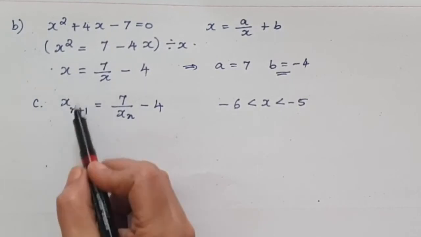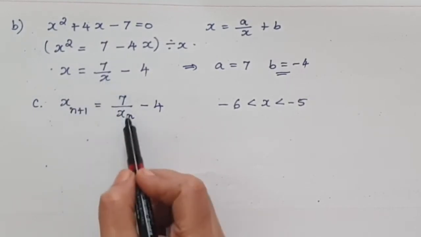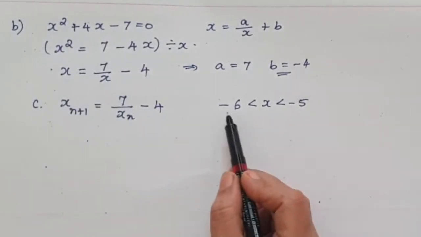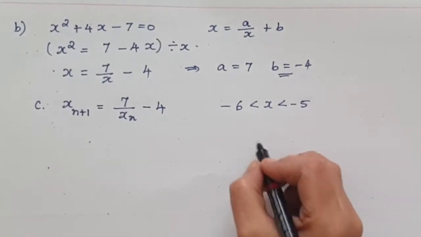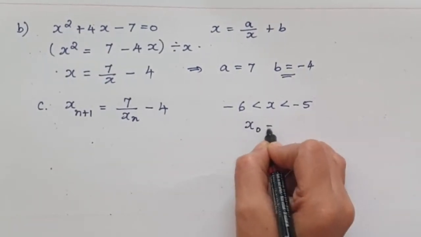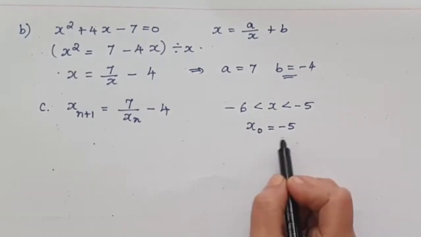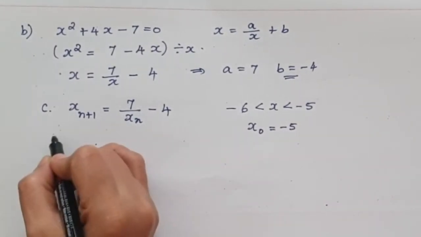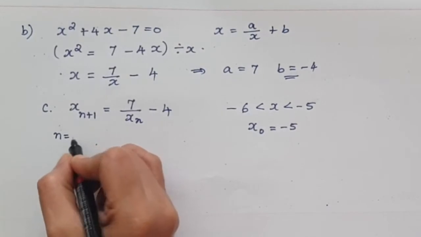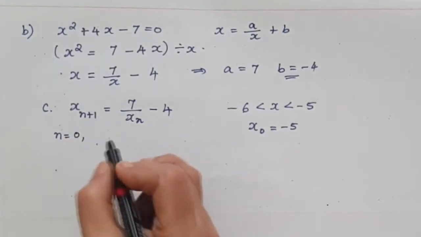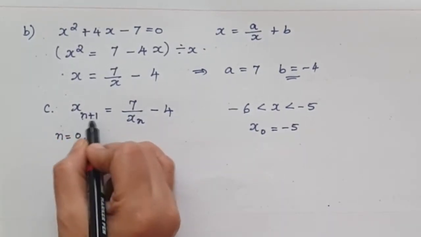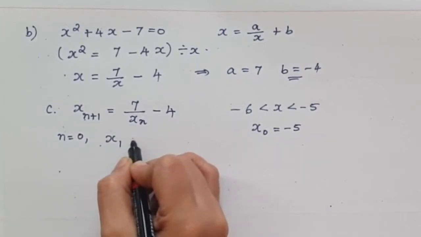So we write here x as x(n+1) and here it will be xn. And then we take our interval. So we just take x0 will be equal to -5. So the first value will be taking it as x0. So in this, we'll substitute n equal to 0. When we substitute n as 0, 0 plus 1, so we get it as x1.